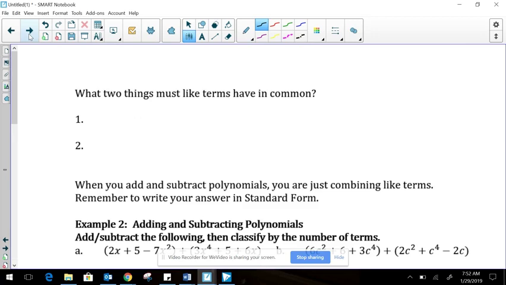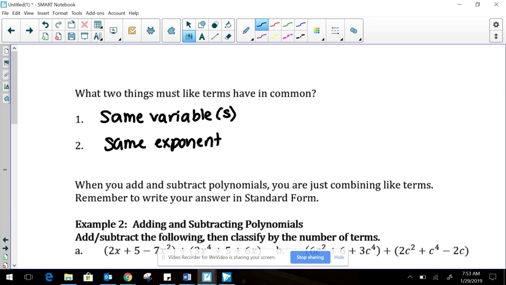Now we're going to be adding and subtracting polynomials. So first, let's start off by talking about like terms. There needs to be 2 things for them to have in common before you can actually combine them or subtract them. So they need to have the same variable. First one, or variables. I'll show you when that can happen. All right, and then they need to have the same exponent on the variable.